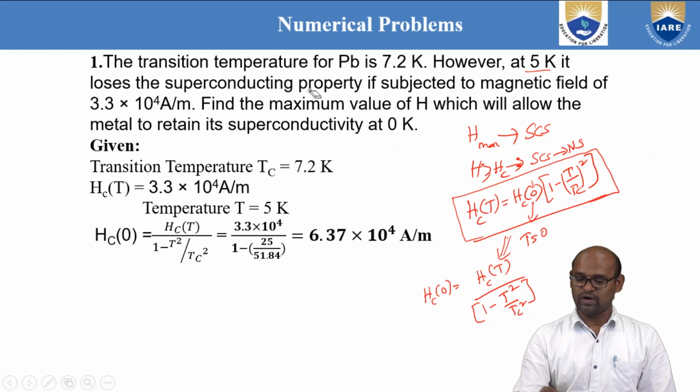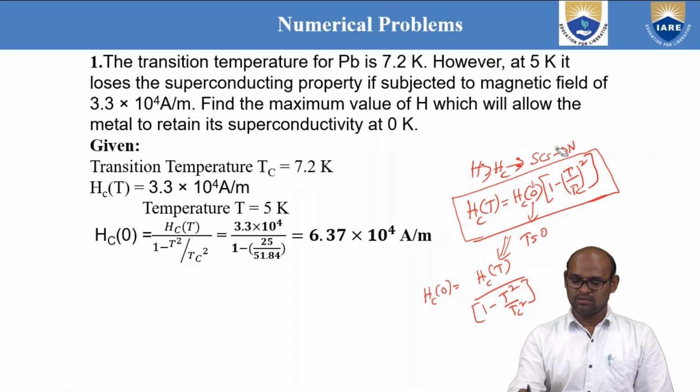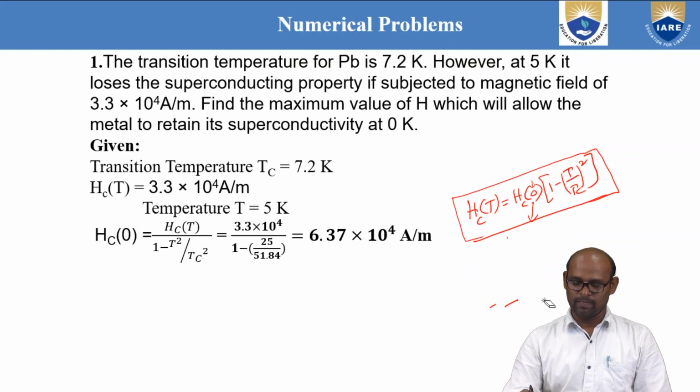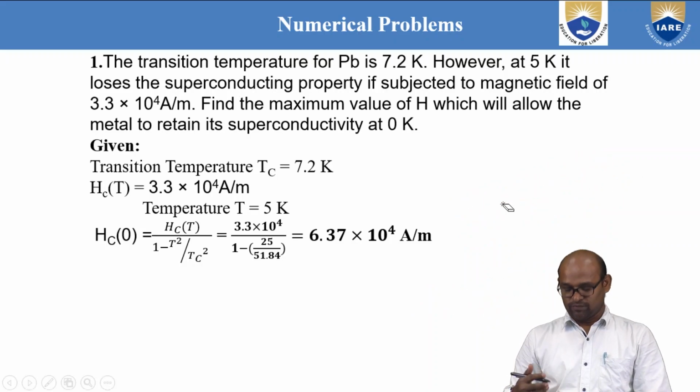Using this equation, we can find out various parameters. By rewriting this equation, we can find out Tc also. We can also directly find out the critical field at any finite temperature T. So this is the first numerical problem.